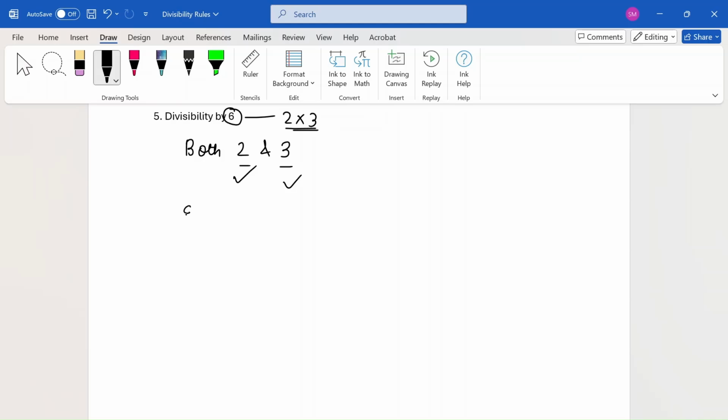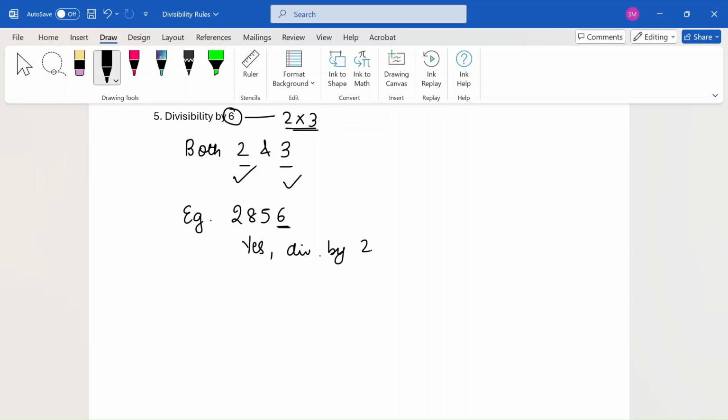So let's take an example. Let's take a number which is 2856. Let us check. Is the number divisible by 2? Yes, as it is ending with an even number 6. So, yes, it is divisible by 2.